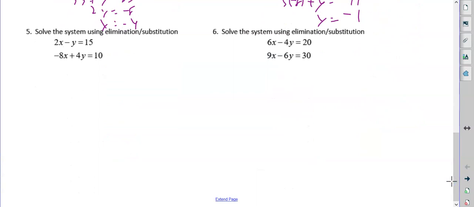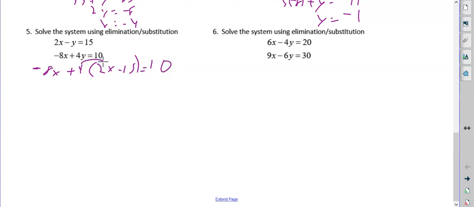Okay, solve using either one. It's your choice. This would be an easy one to solve for y. You can move this over and then move this over and get y equals 2x minus 15 and substitute that in there. Okay, that is one way to do it. Nothing wrong there. If you did that, I'll just do it real quickly. That would give you negative 8x plus 4 times 2x minus 15 equals 10.